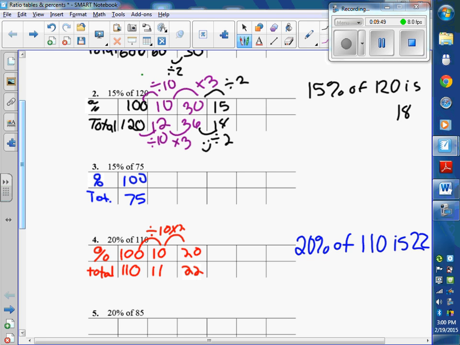So 100% divided by 5, you'll get 20 up here and 15 down here. Good. And then I divided this by 20. So this is 1, and then, so you went all the way down to 1, huh? Okay.